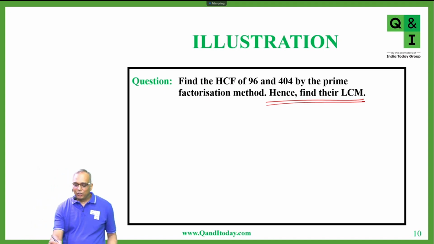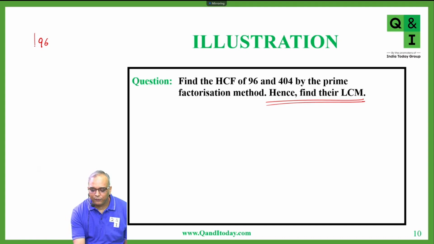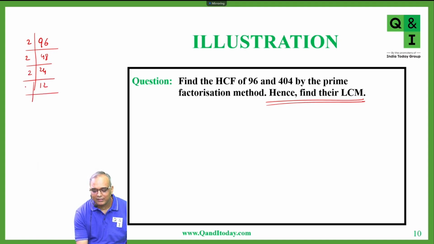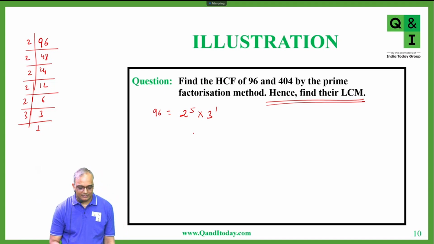Okay. So if you have to find the HCF, we'll first do a prime factorization of 96, right? So if you factorize 96, dividing by 2 you will get 48, then by 2 you will get 24. When you divide it by 2, you have 12. Then again by 2, you have 6. Then by 2, you have 3. And by 3, we have 1. So we can write 96 as 2 to the power 5 into 3 to the power 1.